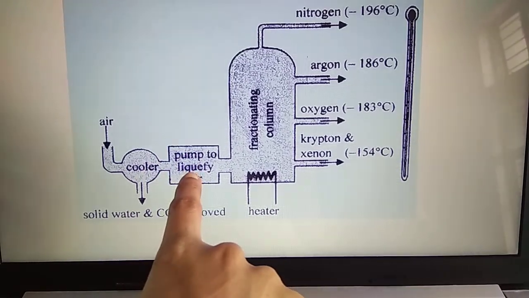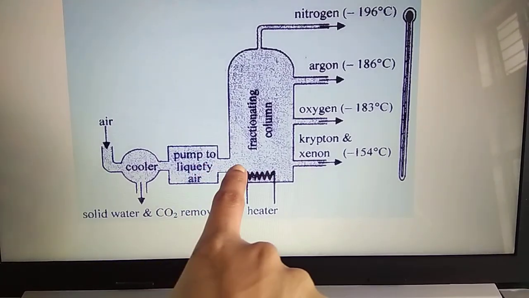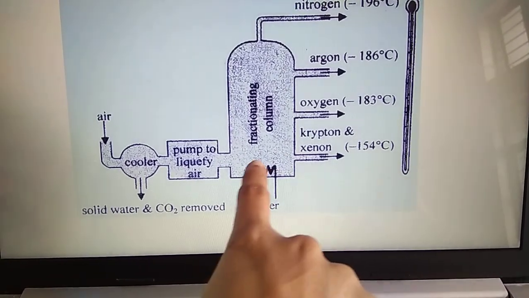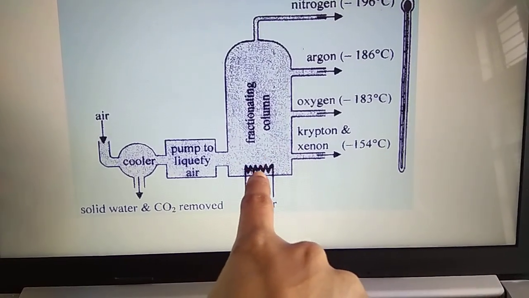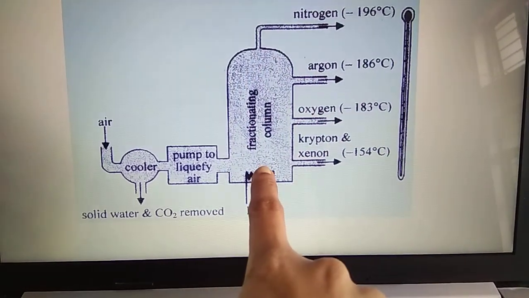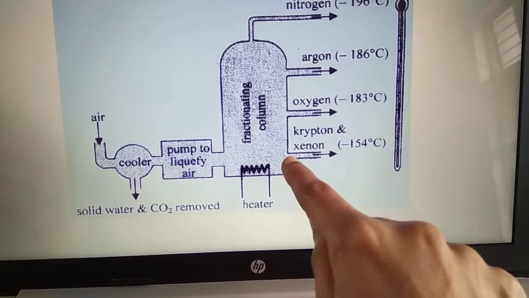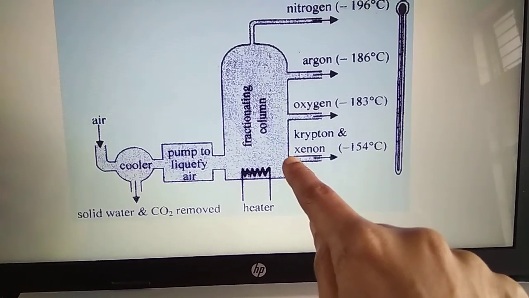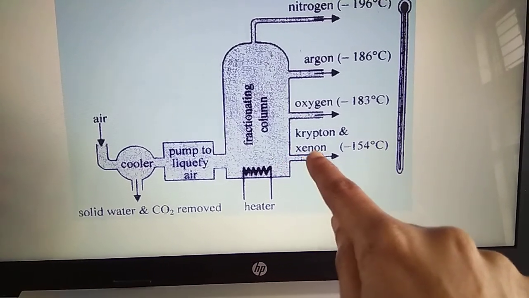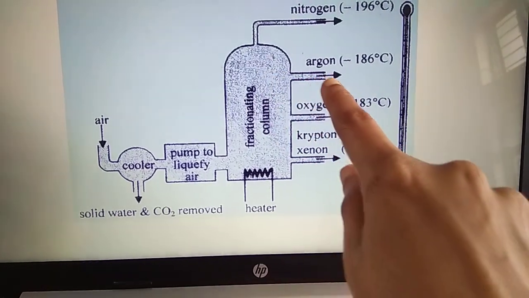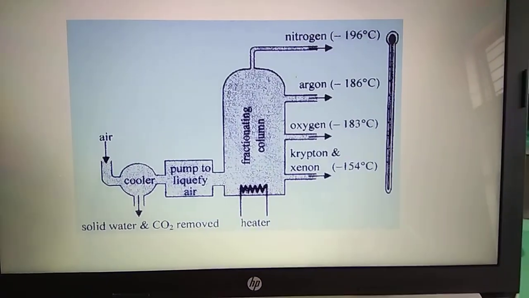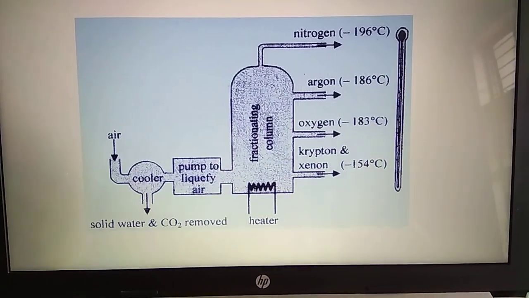That liquid air is pumped to this fractionating column from its bottom. That bottom is close to the heater, so from the bottom the temperature increases. This is the fractionating column. Now based on the difference in the boiling points of the liquid components of air, they will be separated in different places of the fractionating column. Okay. Let us go back to the previous slide.